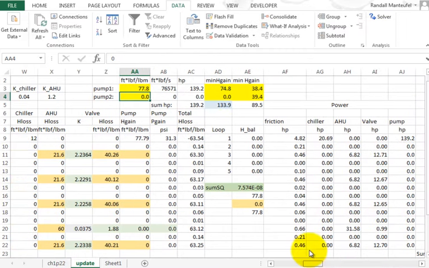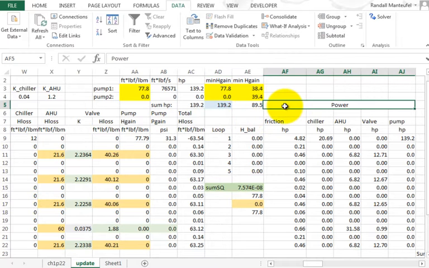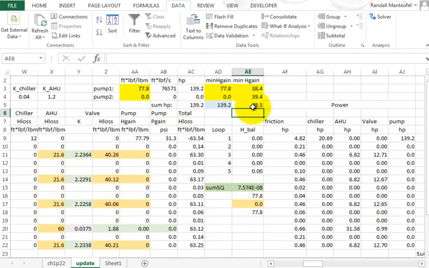And there you go. So it's about 77.4 or 8 with a pump of 139.2 horsepower. So the savings is the original 139 minus 89. It's about 50 horsepower less. And you notice that these Ks on the balance valves had to really be closed. They had to really close them to get the flow to force it through the 4th floor.